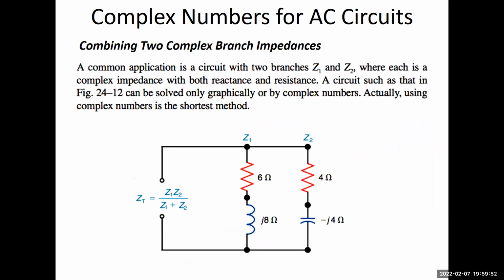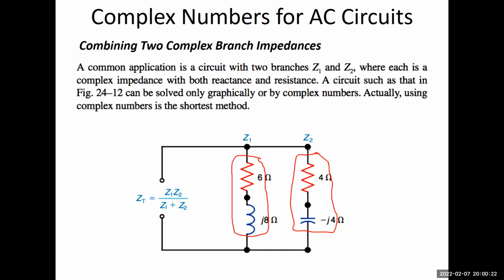How about combining two complex branch currents? Okay. So, ito naman talagang buong impedance na to, Z1 and Z2. This whole one is Z sub 1, or impedance 1, and this whole is your impedance 2. Okay? So, this is a common application in circuit with two branches.